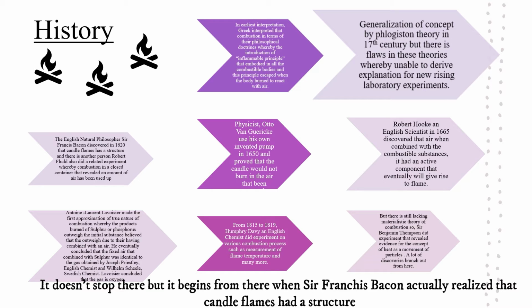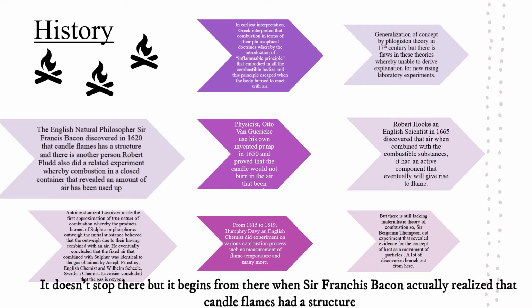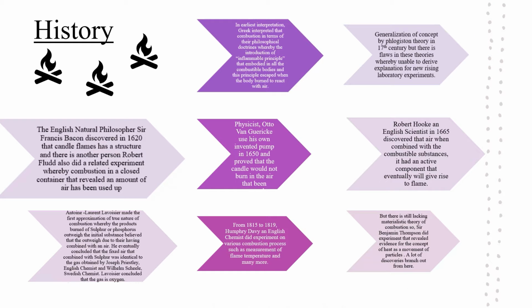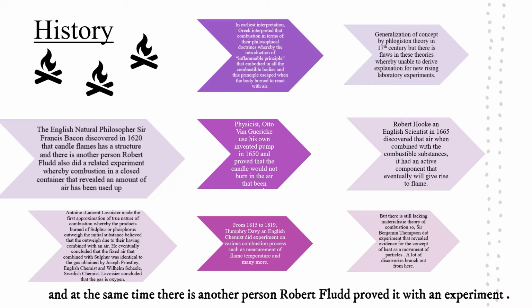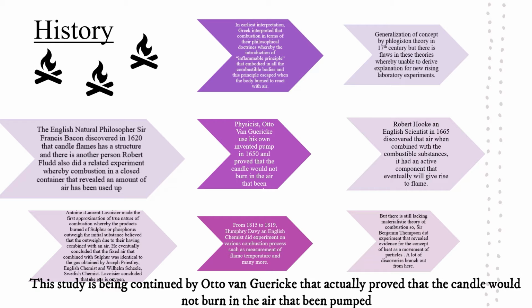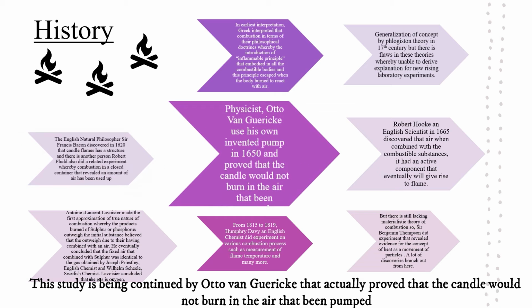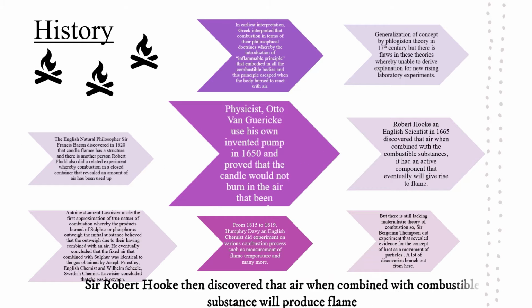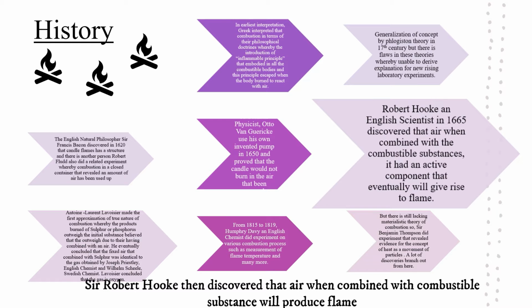It doesn't stop there, but it begins from there, when Sir Francis Bacon realized that candle flames had a structure, and at the time another person, Robert Fludd, proved it with an experiment. This study was continued by Otto van Guericke, who proved that a candle would not burn in air that had been pumped out. Sir Robert Hooke then discovered that air, when combined with a combustible substance, will produce flame.